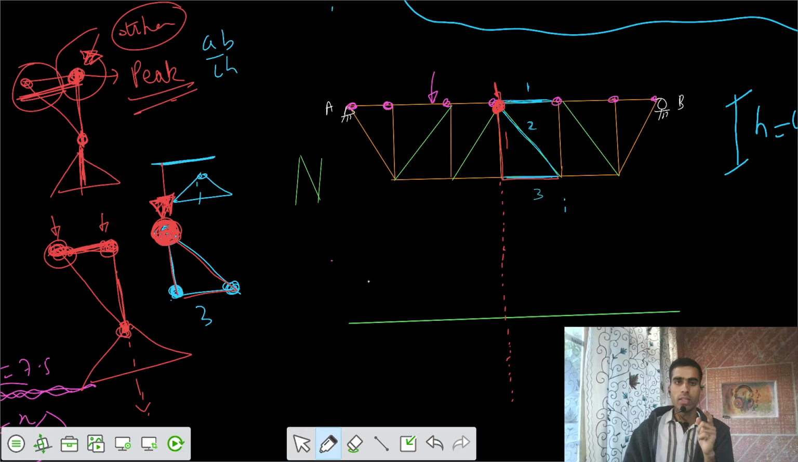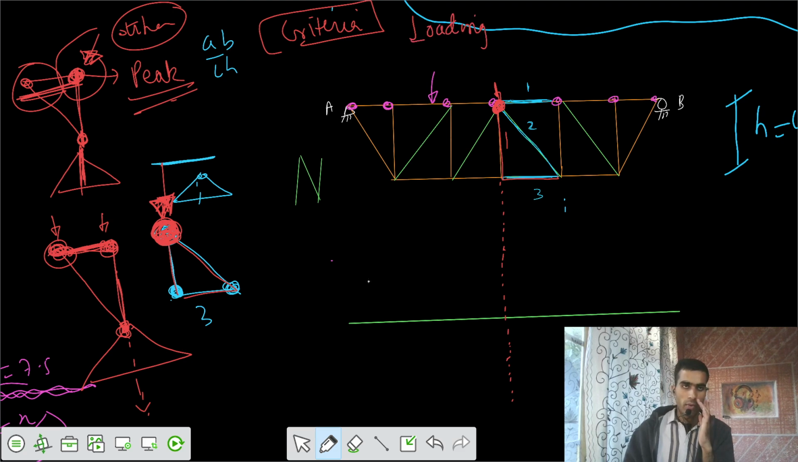So the first criterion is that you check the loading joints. Based on that, you decide where the critical location should be. So the main criterion should be the loading joints. Where are the loads applied? The main criterion is the loading joints.